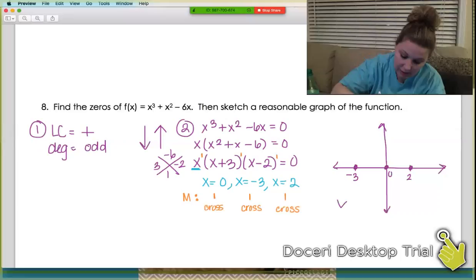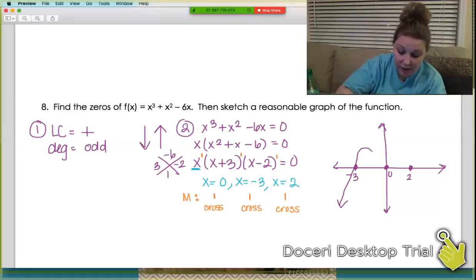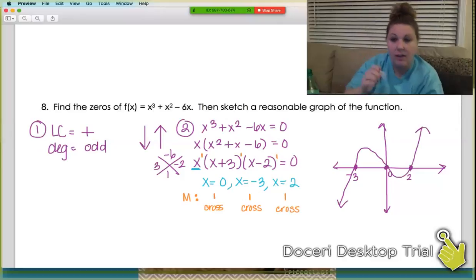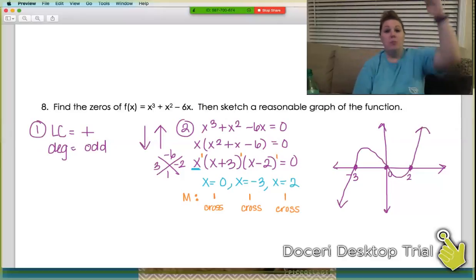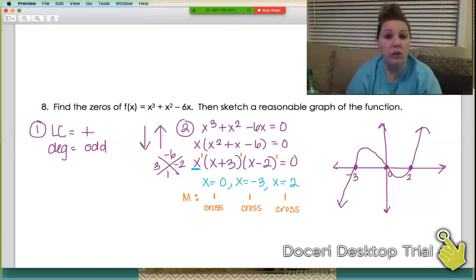So I start down here because that's where my arrow is supposed to go. I'm going to head for the -3. Then I have to turn around and cross again, and then turn around and cross again. And so I see that this is going to be one of those kind of roller coaster looking curves. And that's really all there is to it. So you're just going to work on matching. And so that's all that we're going to look at for today.